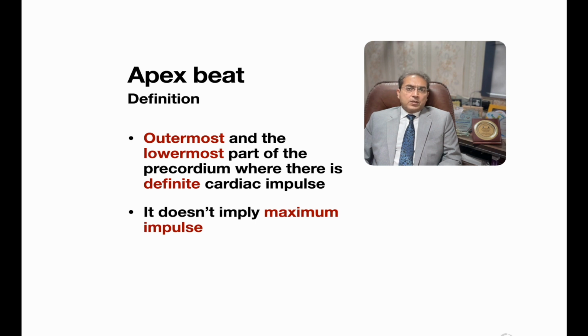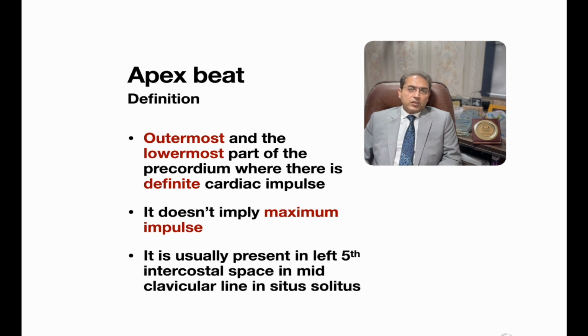This is the apex beat representing the mitral area. The maximum intensity may be present in a different area, but you have to see where you can feel a definite cardiac impulse farthest away in the lowermost and outermost dimensions. This is the apex beat. This is generally present in the left fifth intercostal space in the mid-clavicular line. It may be slightly to the left or to the right in patients who have situs solitus. If they have situs inversus, this may be present on the right side.